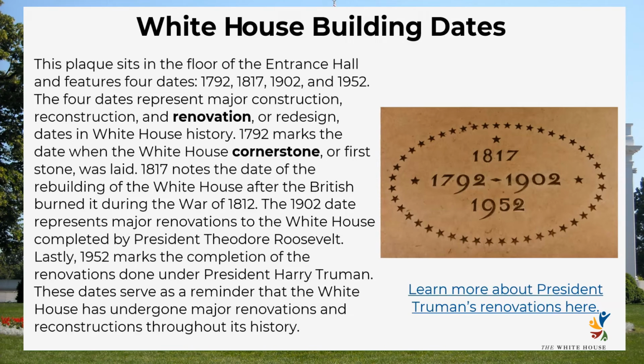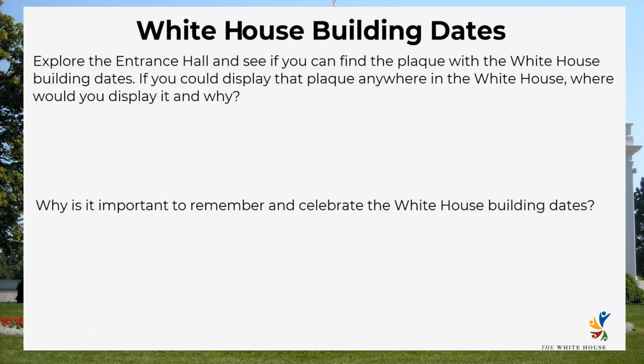1792 marks the date when the White House cornerstone or first stone was laid. 1817 notes the date of the rebuilding of the White House after the British burned it during the War of 1812. 1902 represents major renovations to the White House completed by President Theodore Roosevelt. And lastly, 1952 marks the completion of the renovations done under President Harry Truman. These dates serve as a reminder that the White House has undergone major renovations and reconstructions throughout its history. So you can learn more about the Truman renovations there.